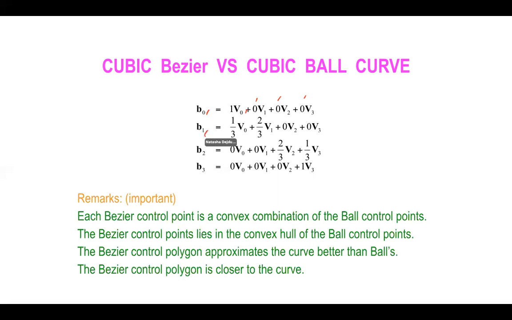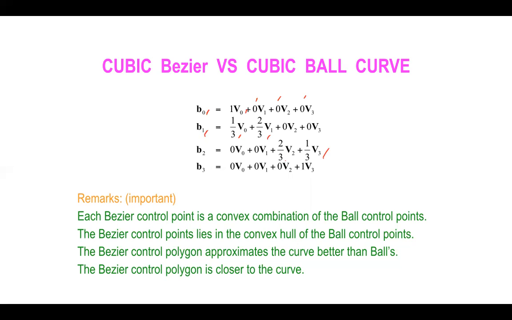And we have B1 is equal to 1/3 plus 2/3 multiplied by V0 and V1 respectively. And for B2, we also have 2/3 V2 plus 1/3 V3. Okay, from this formula, actually, we can also write this in terms of the matrix form. I'm going to show you later.